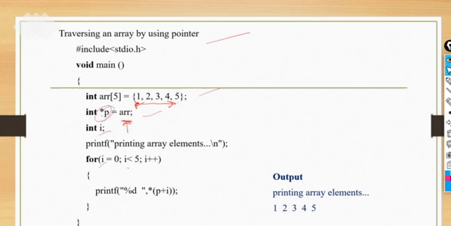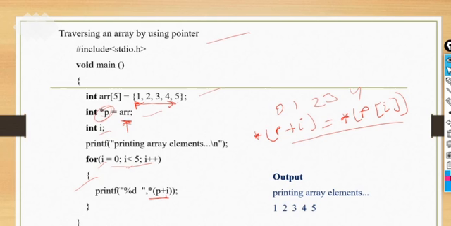Here we are taking i as a variable for doing the increment from 0 to 4, because there are 5 elements, 0 to 4. One by one it is printing the value here. What does it mean? Just mark it percent d. If you write asterisk p plus i, this is equal to p of i, the indexing value. Both of these are actually the same.